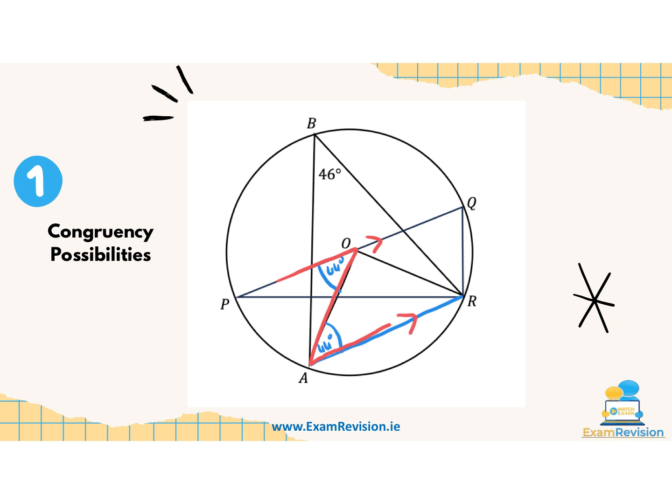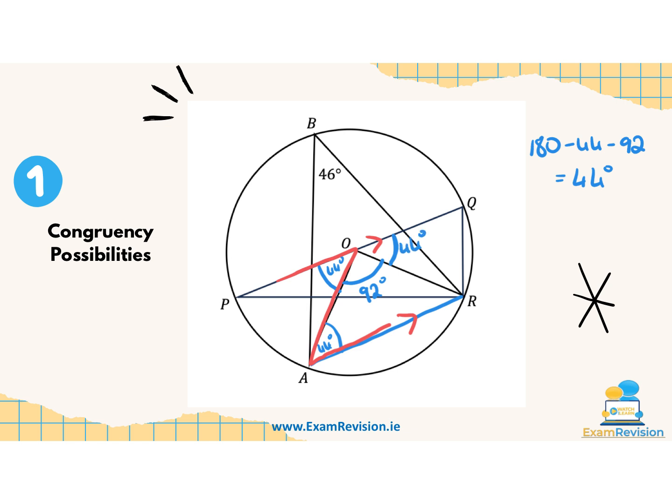Now, we worked out earlier on as well that this angle in here was 92 degrees because it has to be double the angle ABR. So we can very easily figure out this angle by doing 180 minus 44 minus 92, and you'll find that it's also 44 degrees.